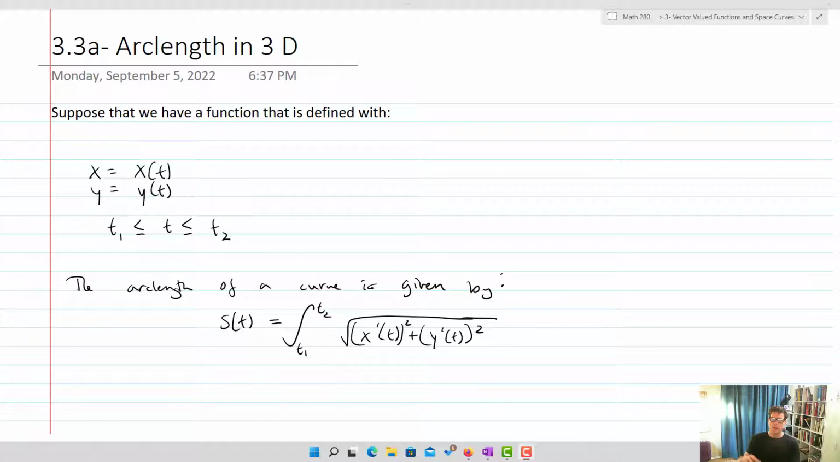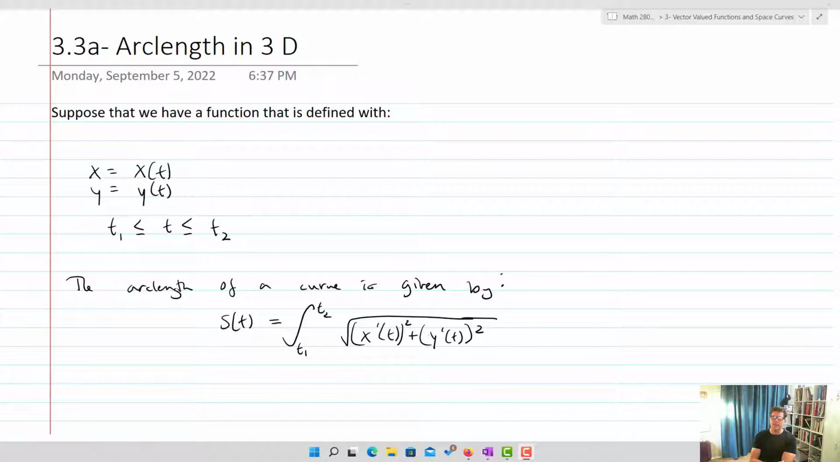And so we're going to start out with a function, and we'll do this in 2 dimensions. This is x equals x of t and y equals y of t. So these are 2 parametrizations. We're going to parametrize a curve, and our variable t is going to be between some points t1 and t2.